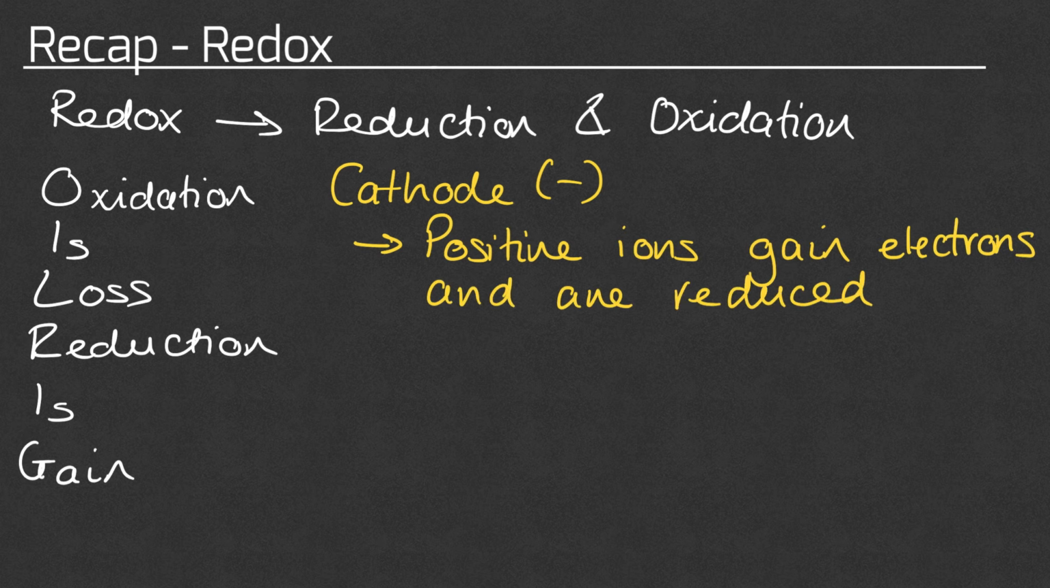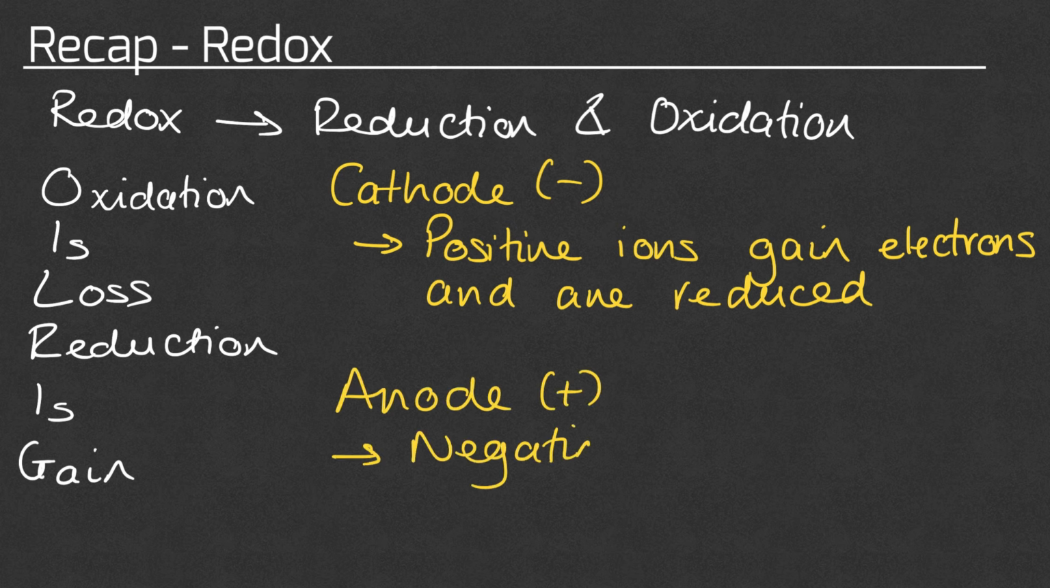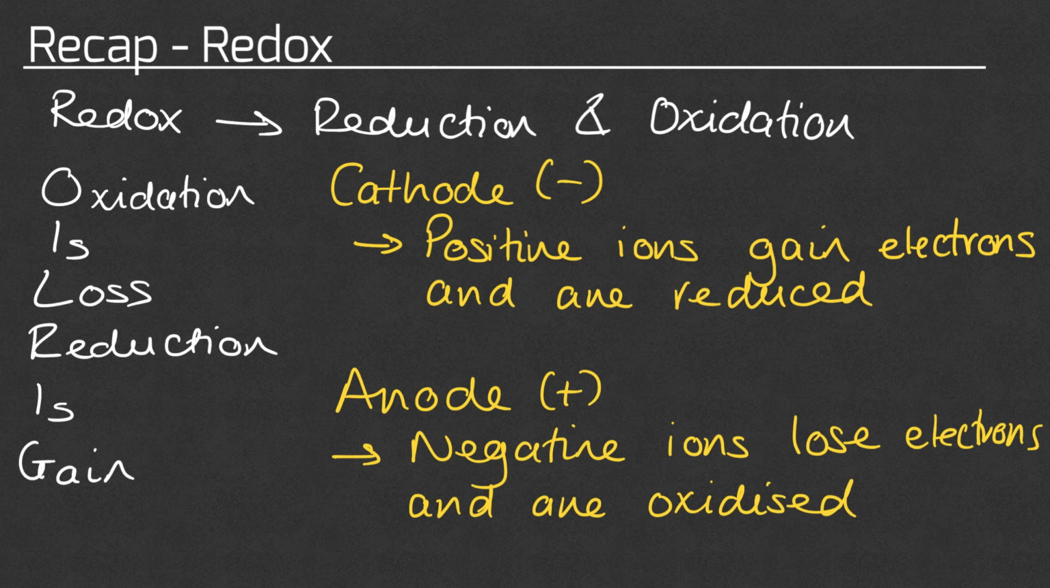So at the cathode, which is the negative electrode, that's where your positive ions are going to go to. It's where your metals will go to. Because the ions which go to the cathode are positive, they're going to gain electrons, so they no longer have their positive charge. Therefore, if they're gaining electrons, we can say that they've been reduced. At the anode, which is the positive electrode, that's where the negative ions, or the non-metals, will go to. At the anode, the negative ions will lose some of their electrons, therefore we can say they've been oxidized.